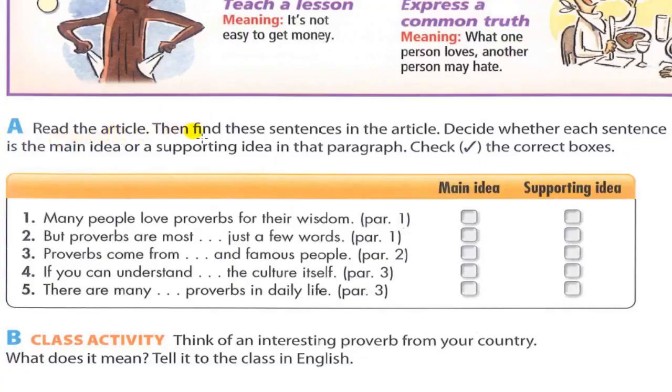Read the article, then find the sentences in the article. Decide whether each sentence is the main idea or supporting idea in that paragraph. The main idea is the most important idea in the paragraph. Supporting ideas give examples and details about the main idea. Check the correct box. The main idea most of the time is the first sentence in the paragraph. 1. Many people love proverbs for their wisdom. This is paragraph number 1.